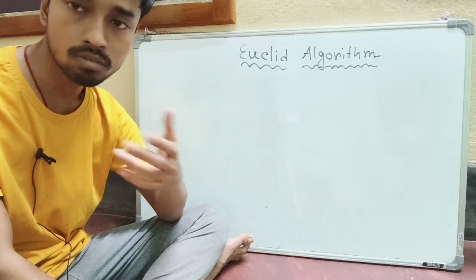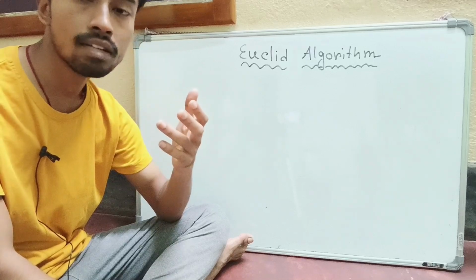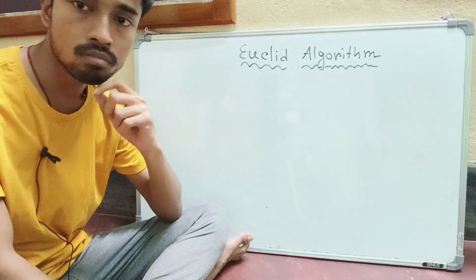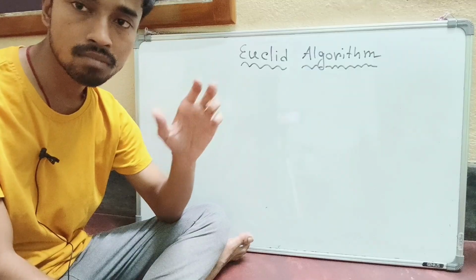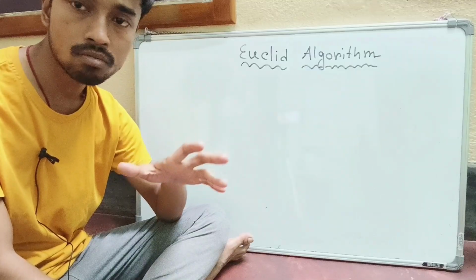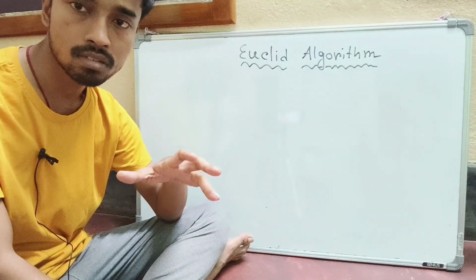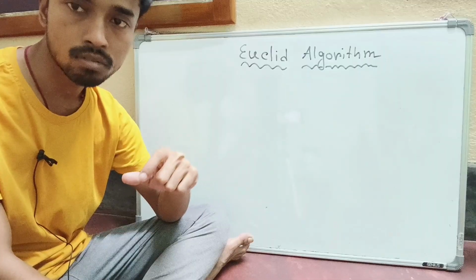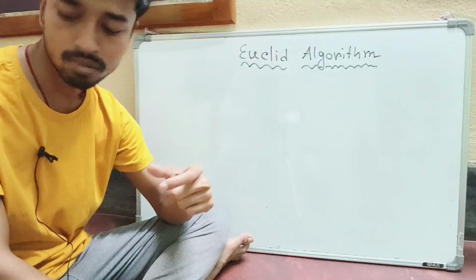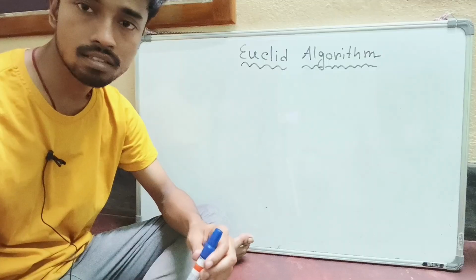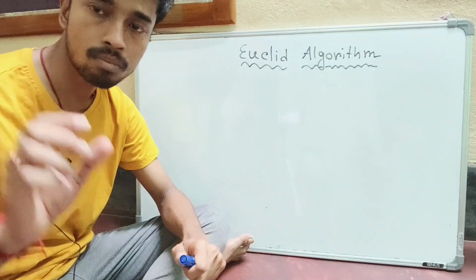You know who is Euclid? Euclid is a very legendary mathematician. He discovered this very beautiful idea to find out the HCF of two numbers by a normal division method. So let's see it with some examples. First of all, let's see an example with very normal numbers.